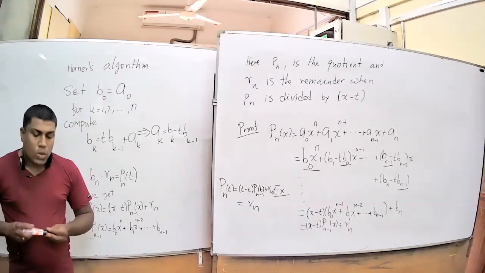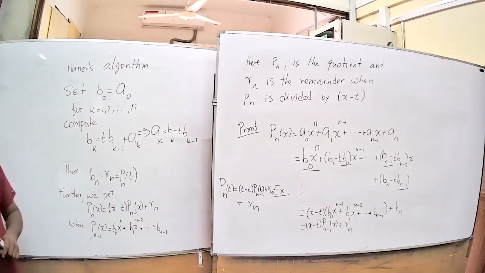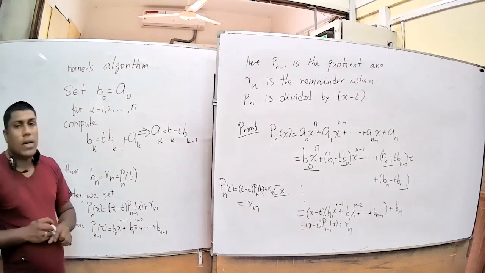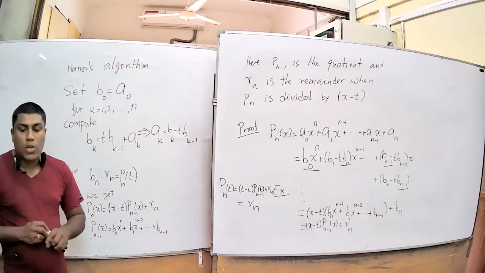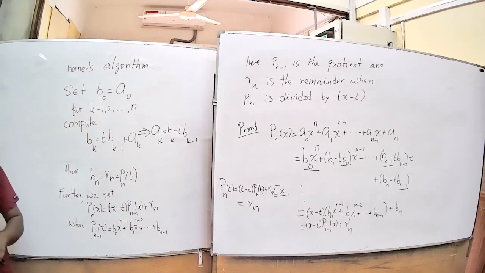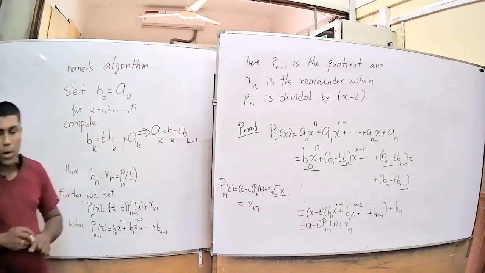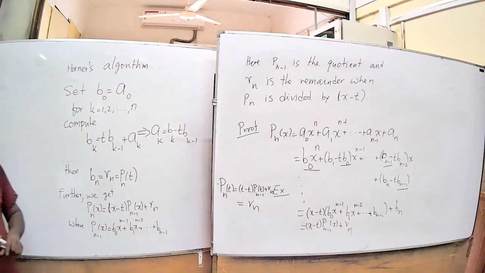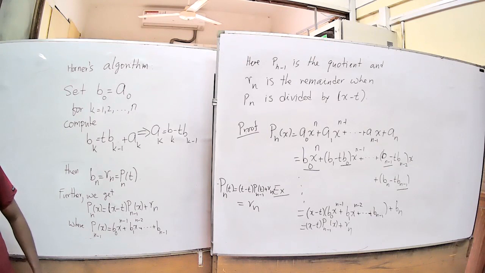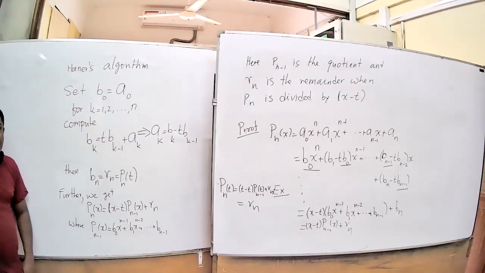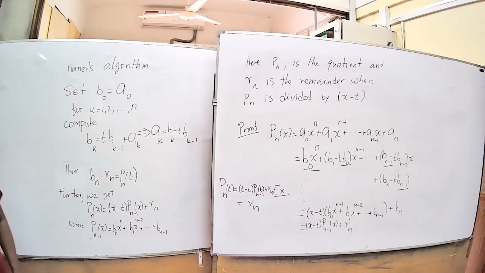Once I do that, it will help me get to an expansion called Taylor's expansion. Usually, in Taylor's expansion, you have to differentiate the polynomial. If you apply Horner's algorithm continuously, you can get the Taylor polynomial without differentiating the polynomial. We will talk about that in tomorrow's class.